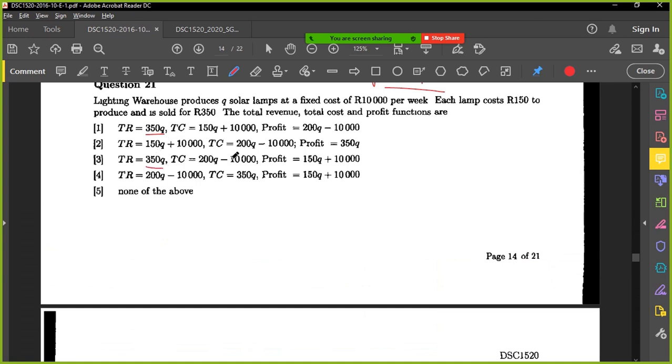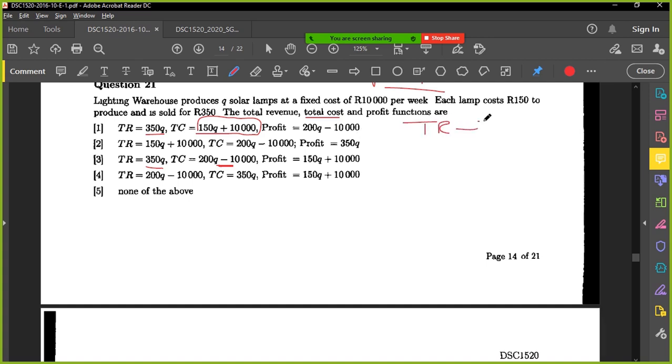Okay, then give me the total cost. Total cost is fixed cost plus variable cost. Good. Fixed plus variable, right? Here they're subtracting. That's already wrong. Okay, and then obviously profit would be what?